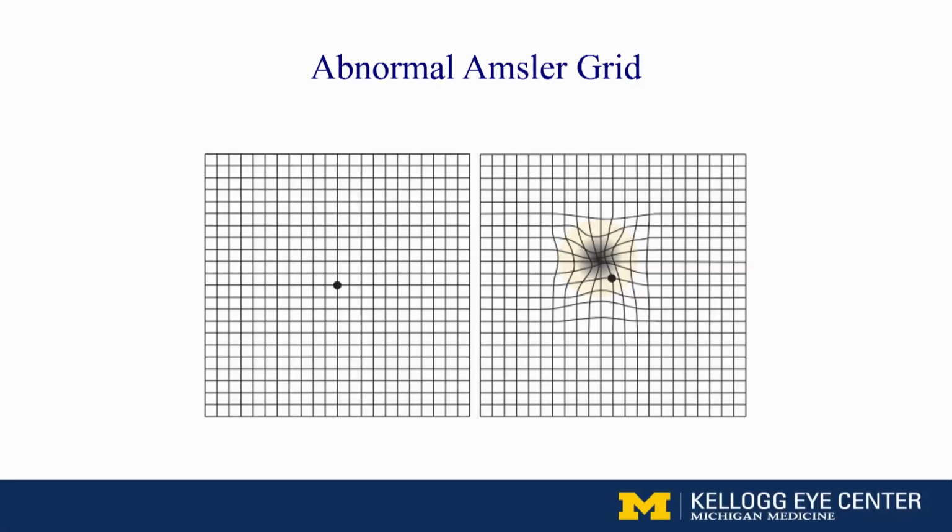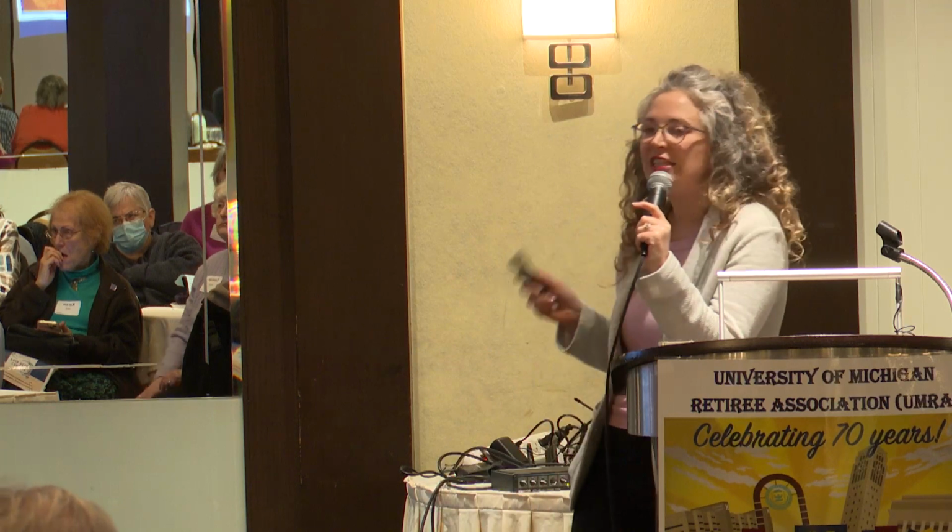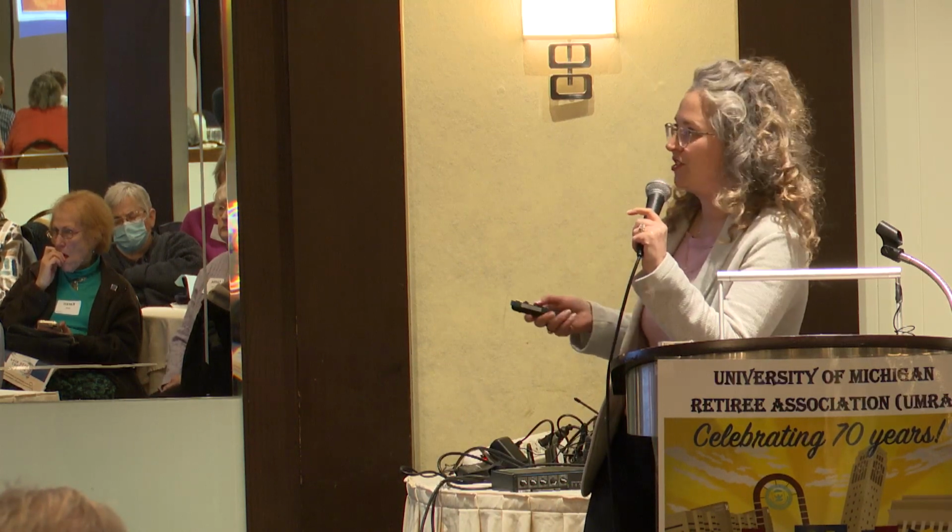So I have an example. If you were to notice a black-gray splotch or the straight lines suddenly become curvy, wavy, that would be concerning that you've gone from the dry form of macular degeneration to the wet form of macular degeneration. And we treat these very differently. So I'll talk about wet macular degeneration now.